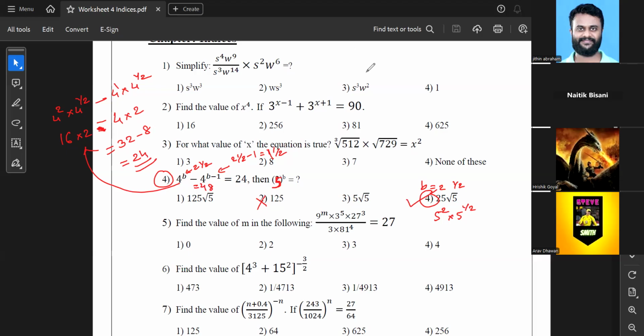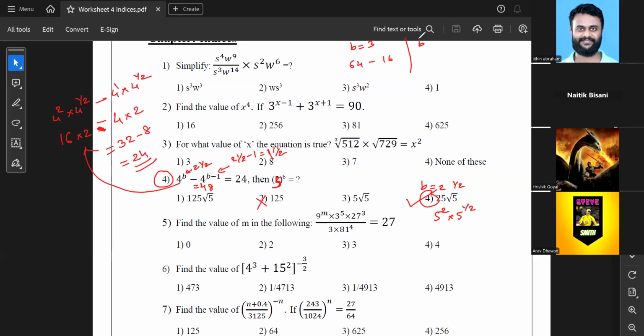Okay, I'll tell you one thing. Let me say, 4 raised to b and 4 raised to minus b. Now, 4 raised to 3, when I consider b is equal to 3, 4 raised to 3 is what? 64. It's a very big number. Minus 4 raised to b minus 1 is 16. It's comparatively a small number.